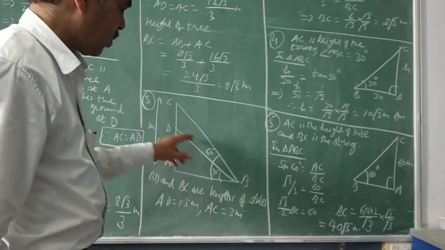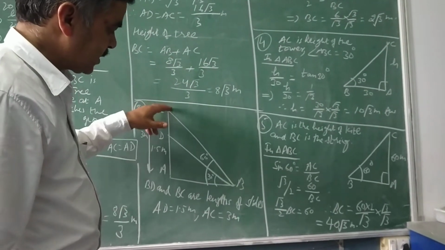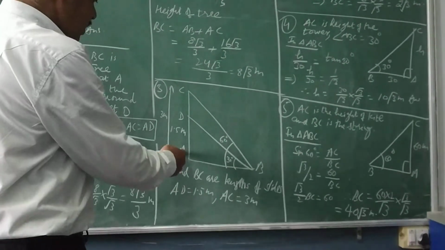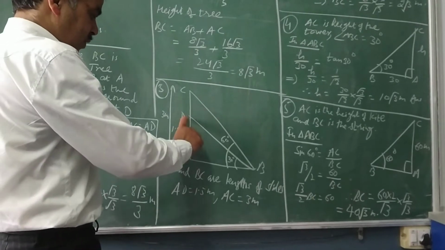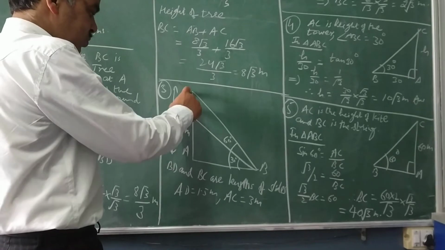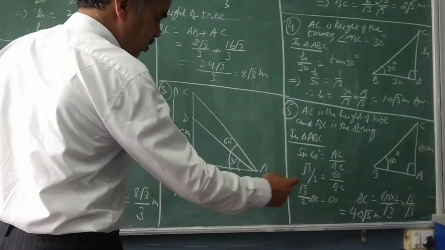So this is for small kids. Then the bigger one is here. BC is the second slide. So AD is 1.5, and the whole height from A to C is what? 3. So AD is equal to 1.5, AC is equal to 3 meter.